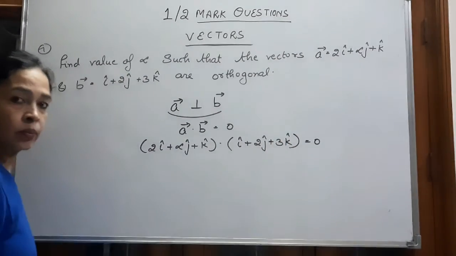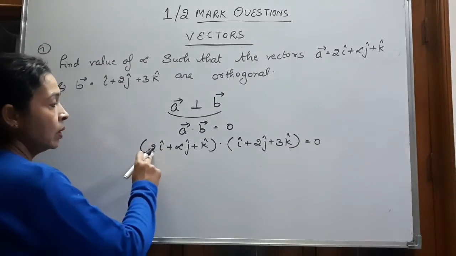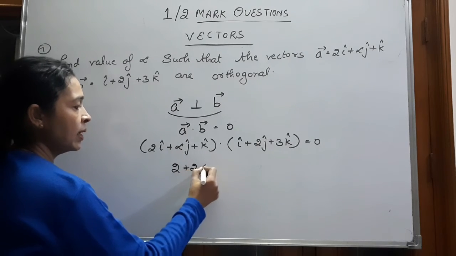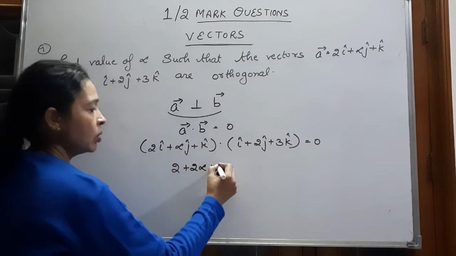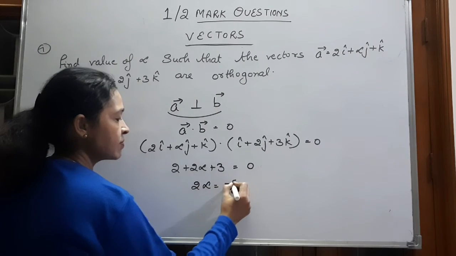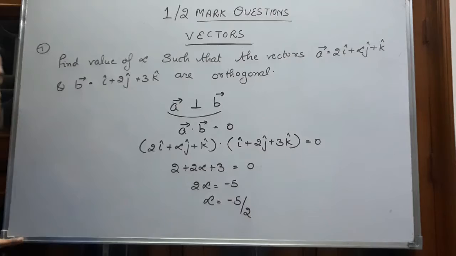i dot i is 1, i dot j is 0, i dot k is 0. So 2 into 1 is 2, plus 2 into alpha is 2 alpha, plus 1 into 3, equals 0. So 2 alpha equals minus 5, and what is alpha? Minus 5 by 2.